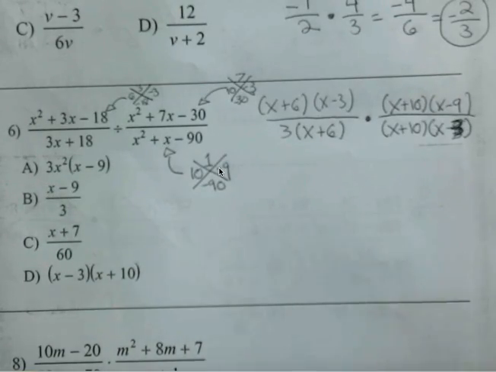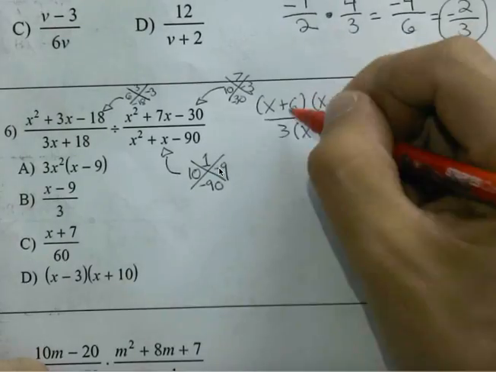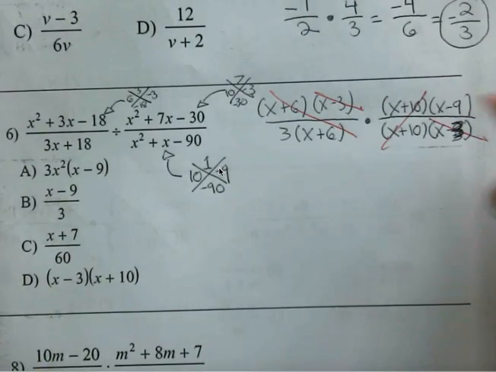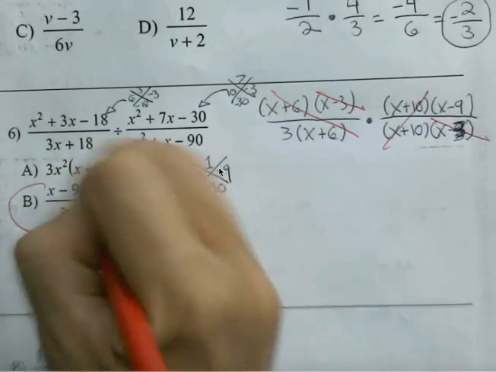All right, cancel away. X plus 10 is gone. X plus 6 is gone. X minus 3 is gone. X minus 9 over 3 is left. We're done.